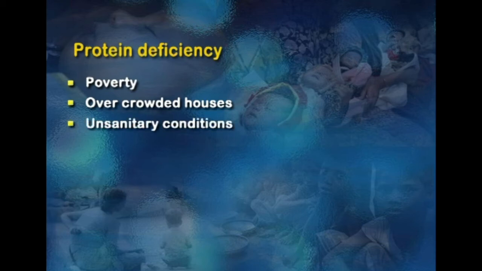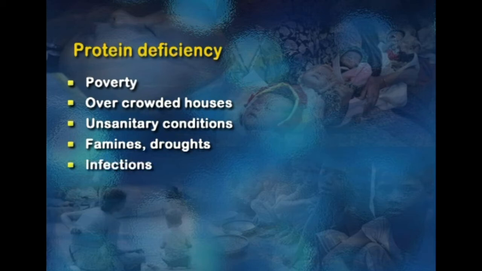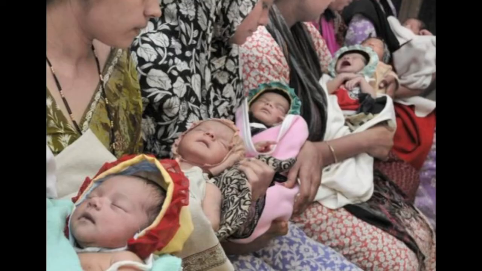Similarly, overcrowded houses and unsanitary conditions are responsible for many infections and infestations, and this can precipitate protein deficiency. Famines, droughts, floods make food unavailable, and that can be one of the causes for protein deficiency. Of course, in the clinical setup, it has often been found that hospitalized patients can fall into protein deficiency because their food intake may not be adequate.